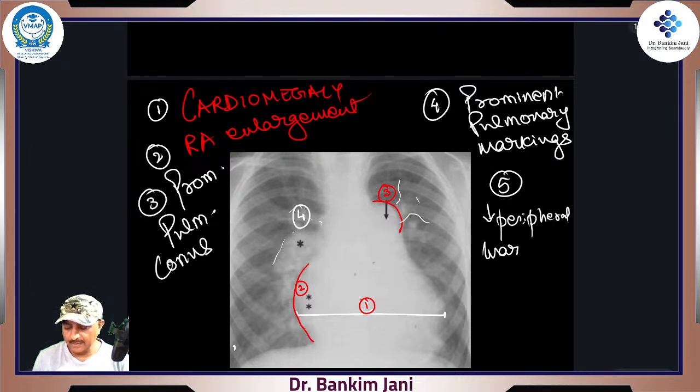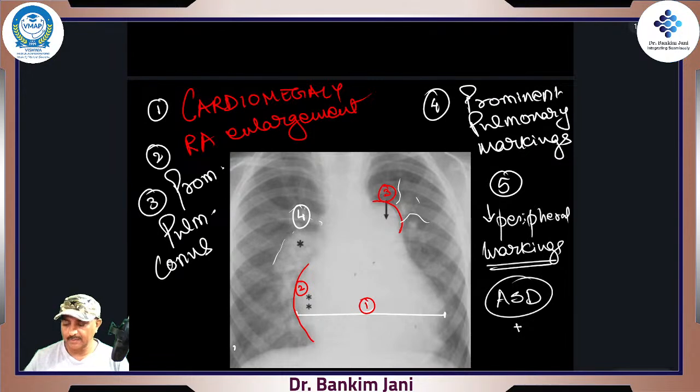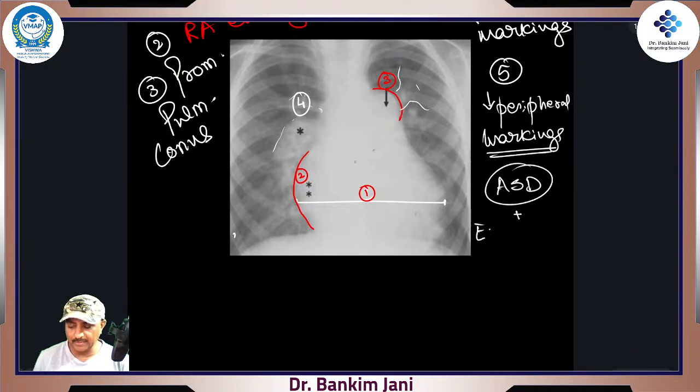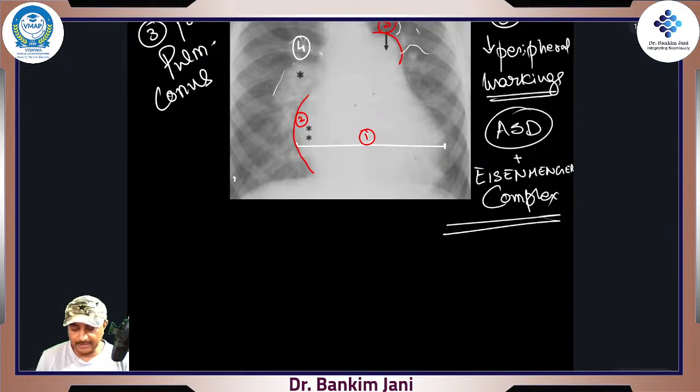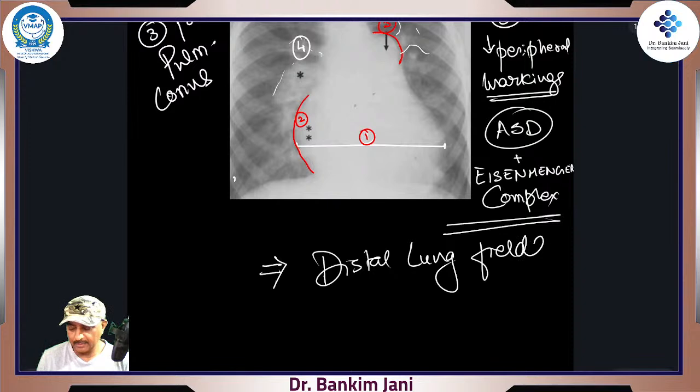And when the peripheral markings are decreased, you say that this is ASD plus the Eisenmenger complex. Right? So the distal lung fields are now clear. That is the important thing. Distal lung fields clear.